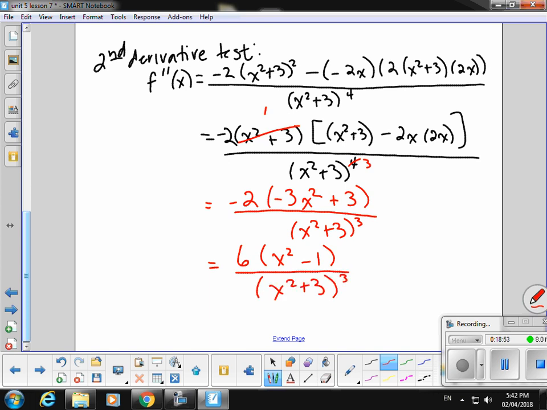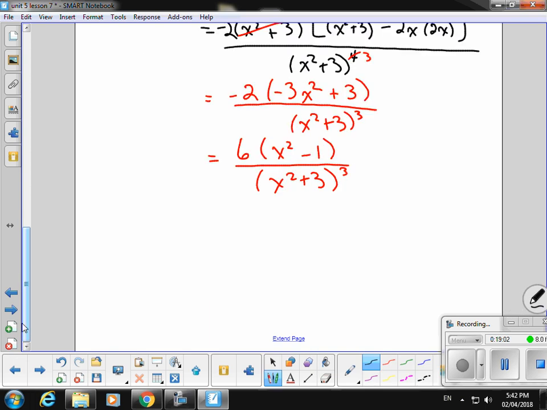It is entirely possible I got something wrong, but I think I'm good. I want to know when this is undefined or when it's 0. So that second derivative is 0 when x equals 1 or x equals negative 1. It is never undefined.